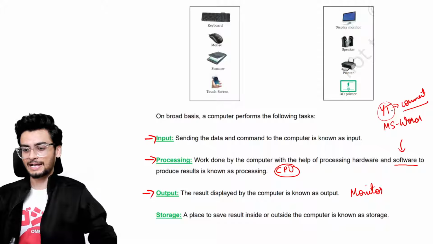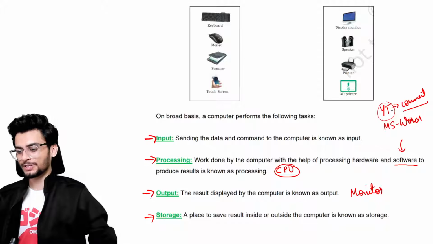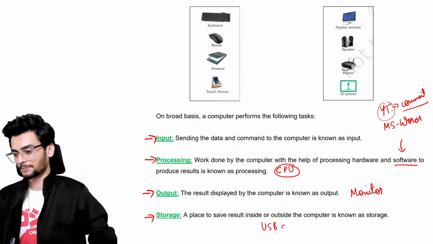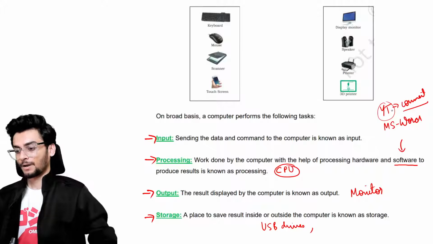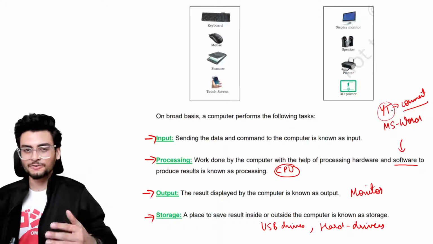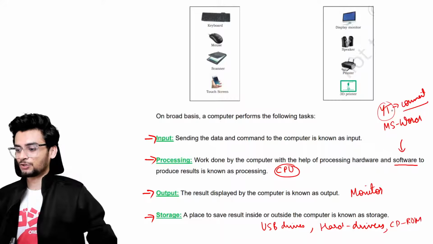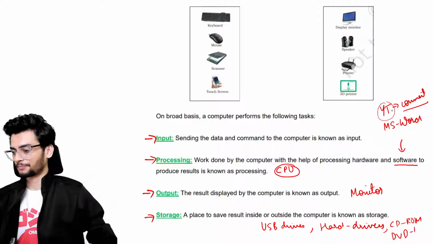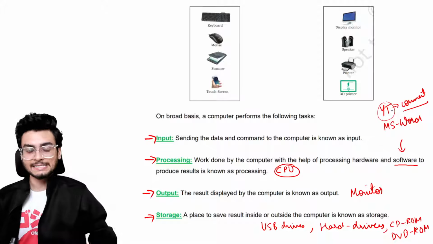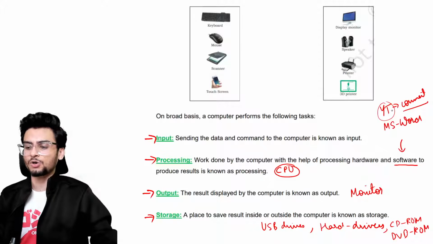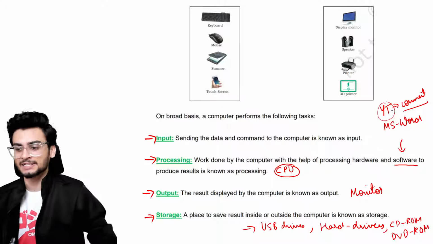ठीक है. And the fourth part is the storage. Storage हम लोगों ने देखा होगा USB drives, hard drives. If you go a few years before, you can also look at CD-ROMs, DVD-ROMs. So these were disks जहाँ पर आप data store कर सकते हो. So these all are basically nothing but storage devices.